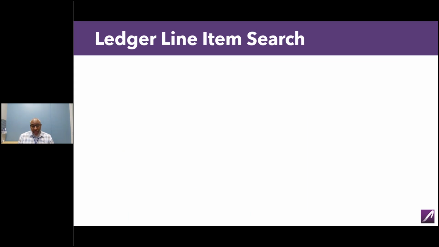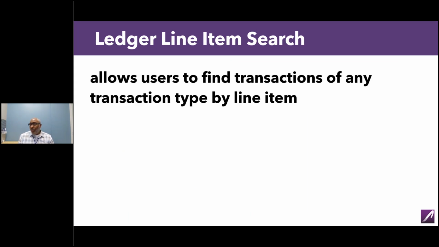Kind of like akin to it, or a cousin or something like that, we've got the ledger line item search. So we know that transactions are made up of line items, and you may know the line item, but you may not know the transaction, or you may want to see all the line items in relationship to their transactions. So sometimes you're just like, oh, well, these are all the expense line items that I want to see for this specific account. So ledger line item search allows users to find transactions of any transaction type by line item.